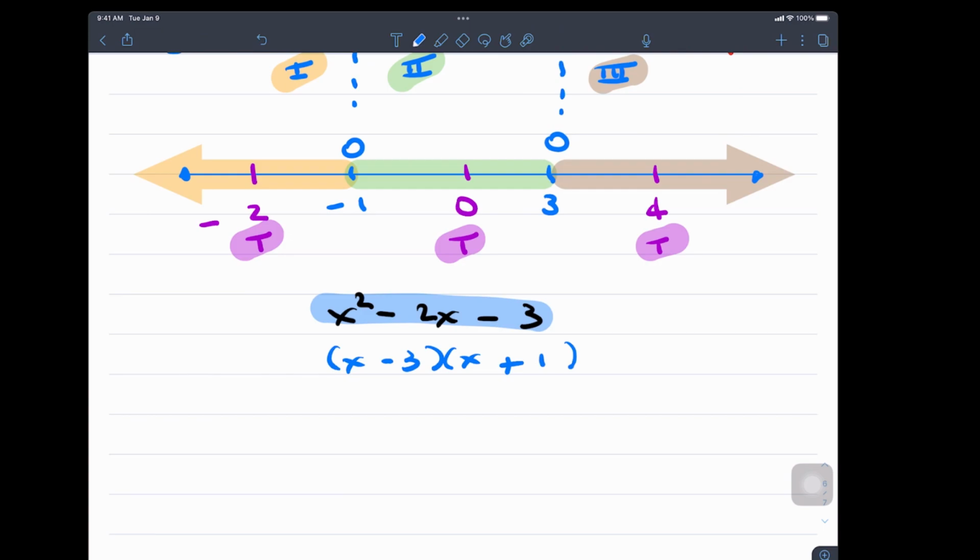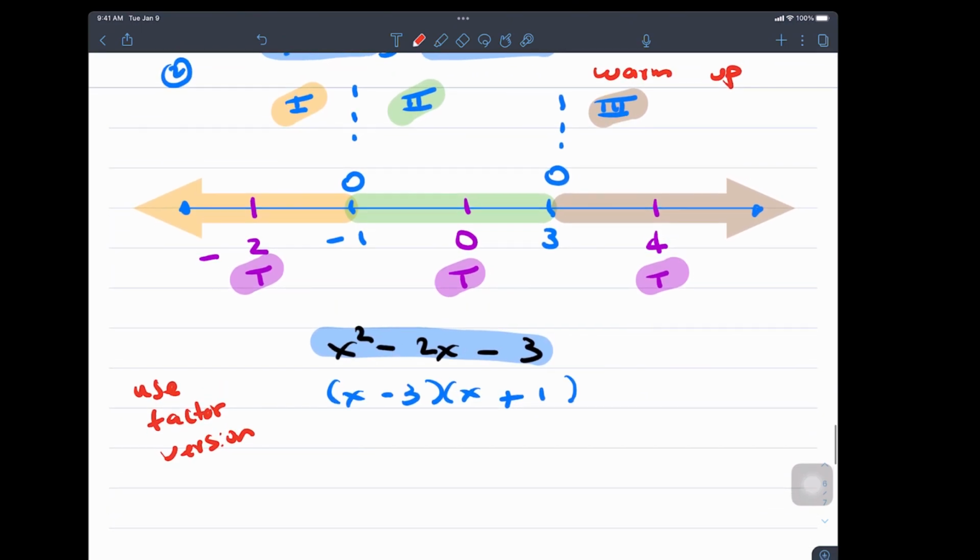So let's put this in our notes. Use which version? The factored version. I'm going to share with you guys why. You don't have to, but I do. Do you guys know why? It'll make your computation what? Easier. That's the whole idea.